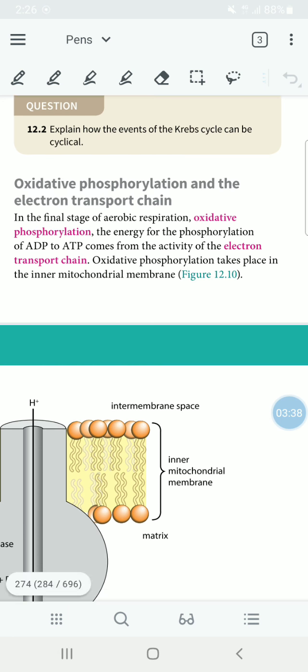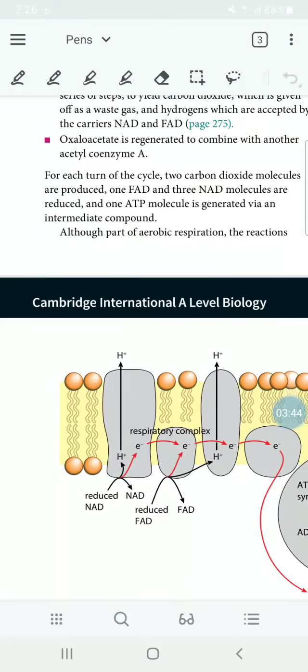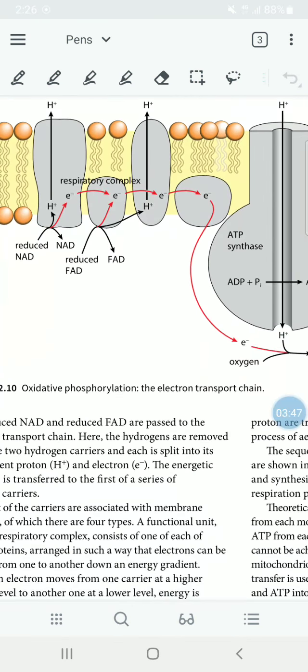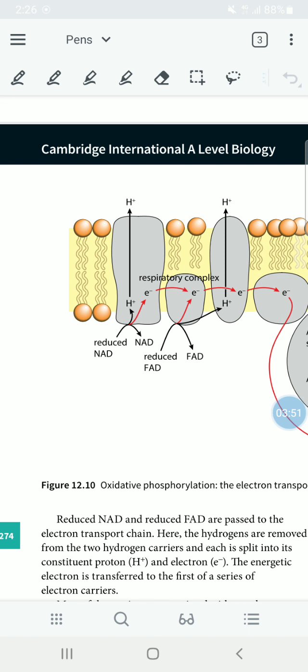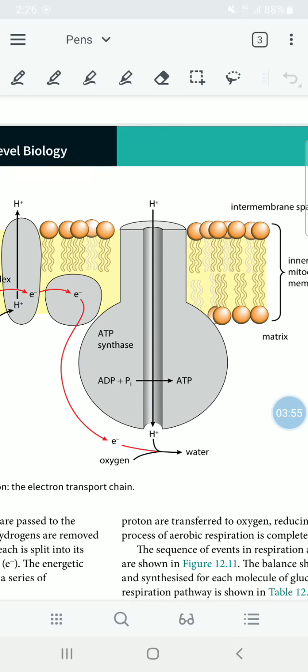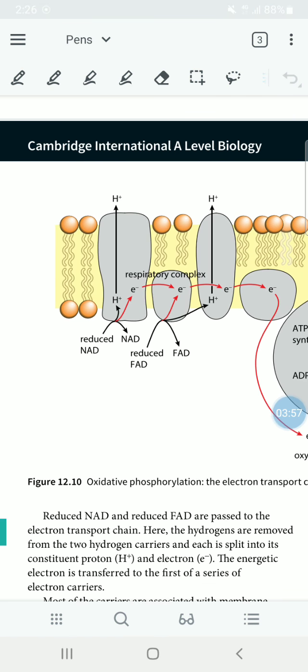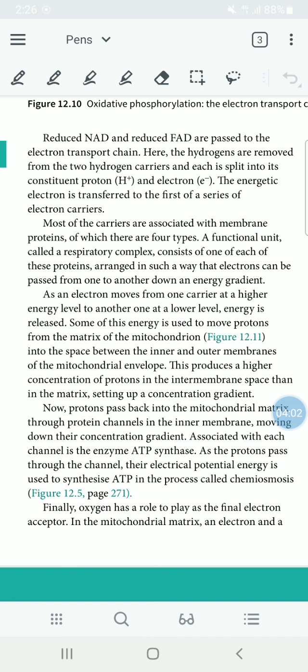Oxidative phosphorylation takes place in the inner mitochondrial membrane. And I suggest that you draw figure 12.10 so that you can remember. It is quite important that you draw that, so please pause the video and then draw it. I hope you have drawn it. Let's continue the note.